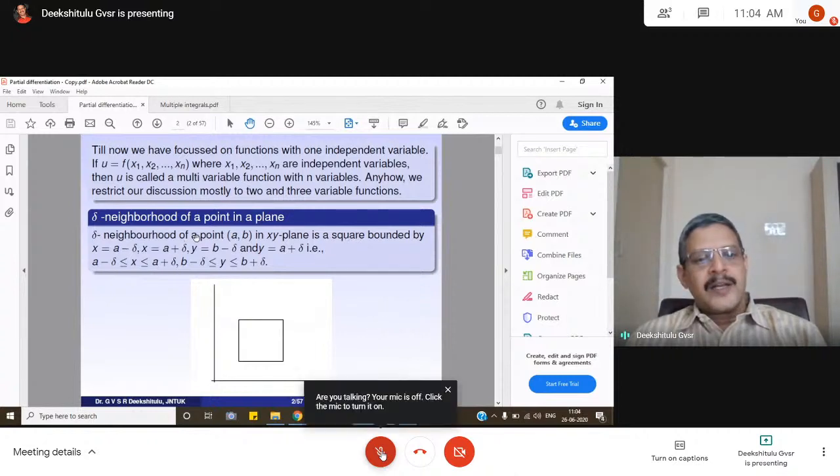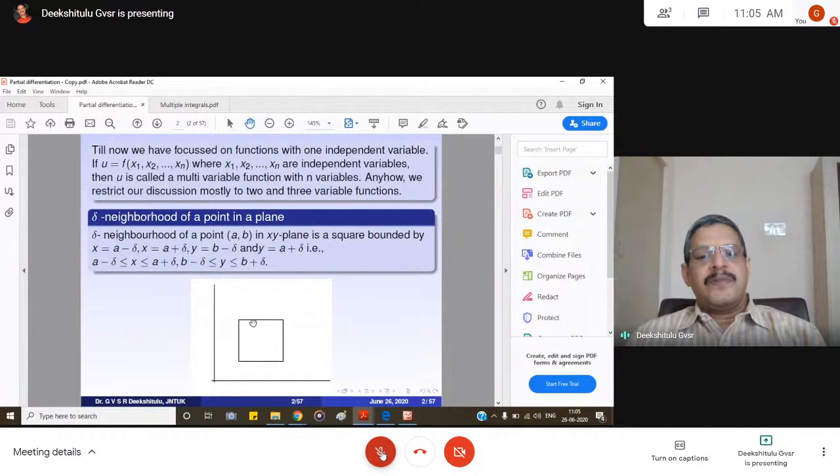Okay. So the delta neighborhood of a point AB in the xy plane is a square bounded by x is equal to a minus delta. I am marking this, observe the diagram with the mark cursor. This is x is equal to a minus delta. This is x is equal to a plus delta. Y is equal to b minus delta. Y is equal to b plus delta. So these are the 4 lines. X is equal to a minus delta, a plus delta, y equal to b minus delta, and y is equal to b plus delta. I am sorry, this is b plus delta.